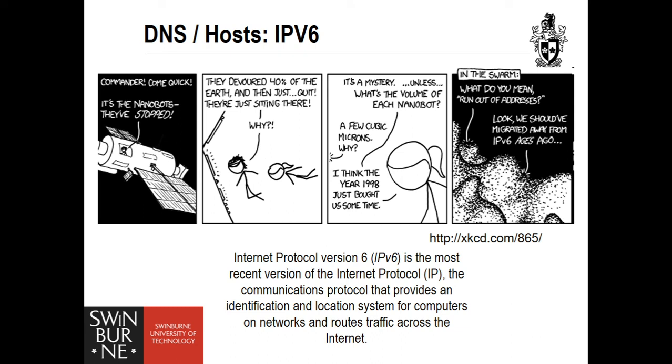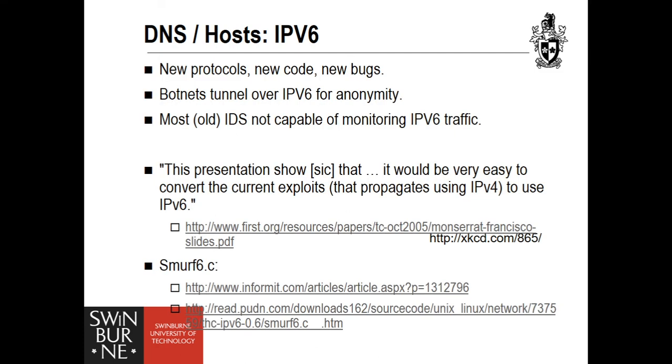Okay, IPv6. Basically, IPv6 is the most recent version of the IP, the communication protocol that provides an identification and allocation system for computers or networks and routes traffic across the internet. Basically, it's a new protocol, new code and new bugs. Even though actually it's not really new, it's considered the latest. Botnet tunnels over IPv6 are anonymous. Most IDS are not capable of monitoring IPv6 traffic.